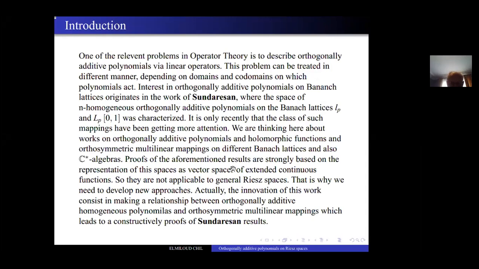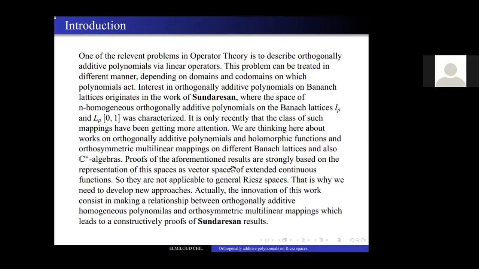First, we give some introduction about this theory of operators. One of the relevant problems in operator theory is to describe orthogonally additive polynomials via linear operators. This problem can be treated in different manners depending on the domain and codomain on which the polynomials act. Interest in orthogonally additive polynomials on Banach spaces originated in the work of Sundaresan, where the space of n-homogeneous orthogonally additive polynomials on Banach spaces L_p and l_p was characterized.